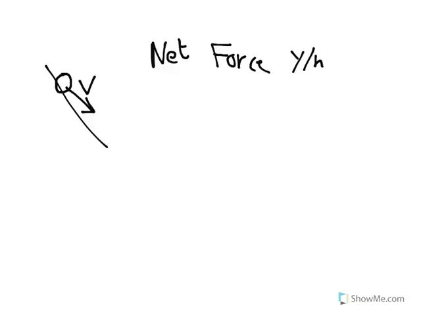So for the first one, imagine a ball sliding down a hill at a constant velocity. Is there a net force of 0, or is there a net force acting on it? I'll give you a second to think about this one, and then we'll go over it together. Okay, in this case, the velocity is constant. It's staying in the same direction in the same amount. So there's no net force.